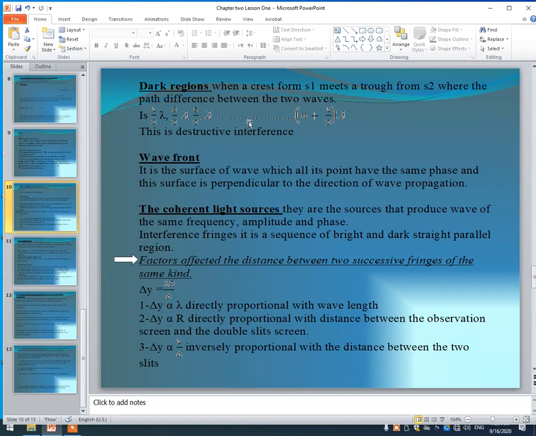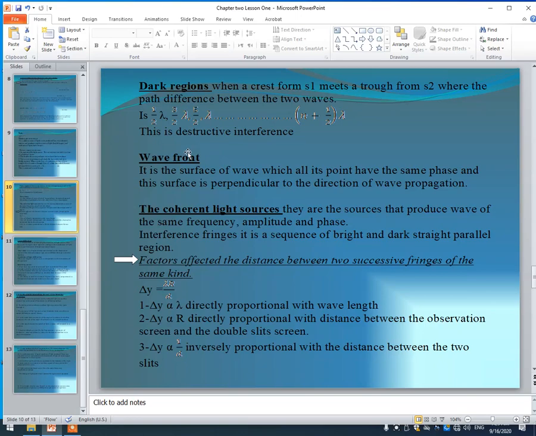But for the dark fringe, when the crest meets the trough of the second wave, the difference in path between the two waves may be half lambda, 3 over 2 lambda, 5 over 2 lambda, or (n plus half) lambda. This is called destructive interference.